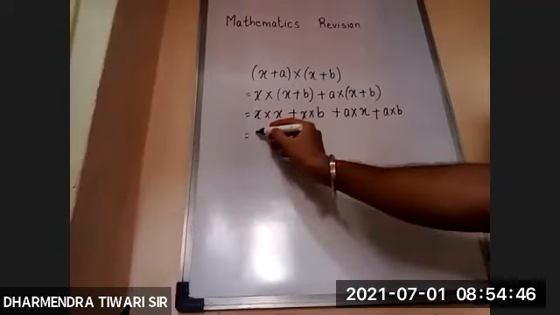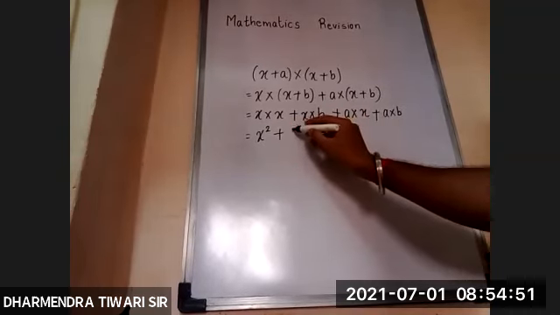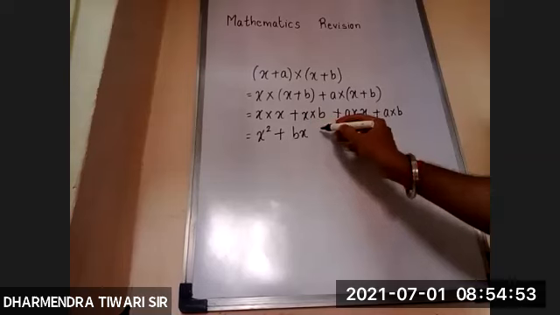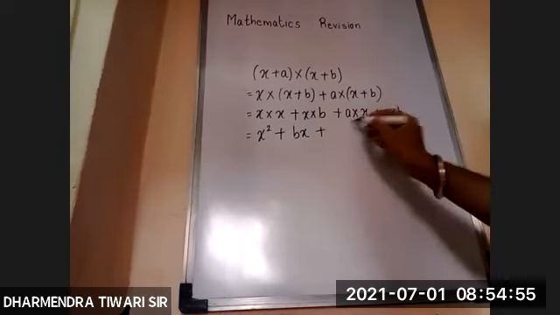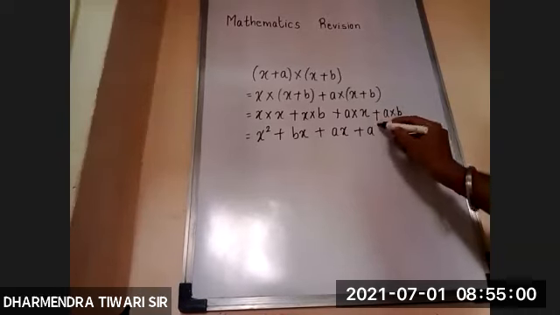So x into x is x square. x into b, you can write bx or xb will also do. Plus a into x is ax. Plus a into b is ab.